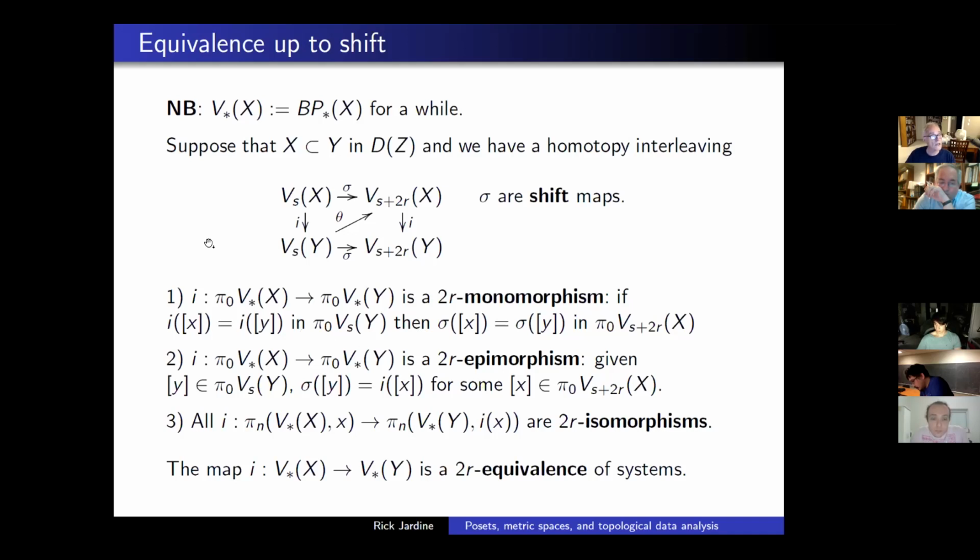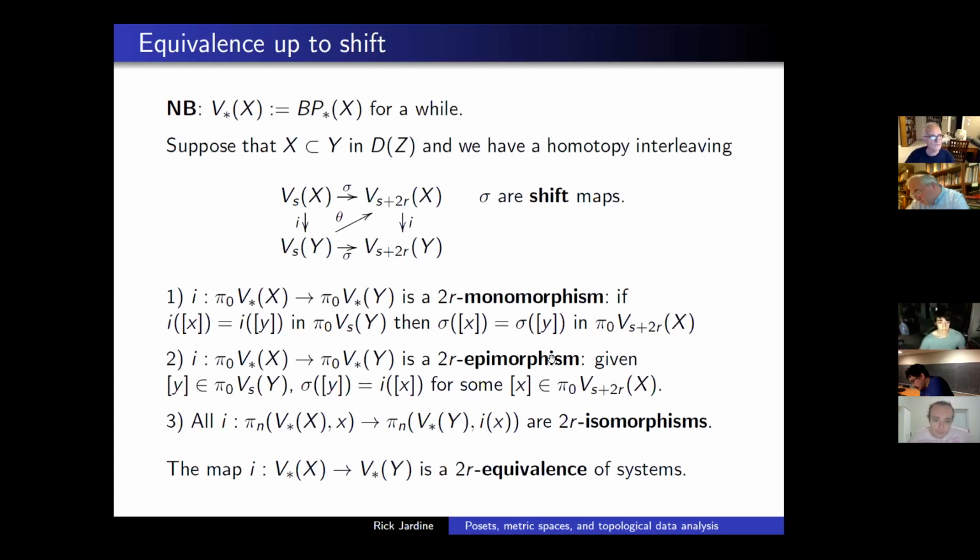So I would call such a thing a 2R monomorphism. If two things go to the same thing in Y, then they go to the same thing after a shift, and the shift you can predict is 2R. Similarly, the induced map from path components of the system corresponding to X to path components of the system corresponding to Y is a 2R epimorphism. If you have a path component for Vs of Y, and after shifting 2R times, it's in the image of the path components corresponding to Vs plus 2R of X, okay? Just by the commutativity of this diagram, or the homotopy commutativity of this diagram.